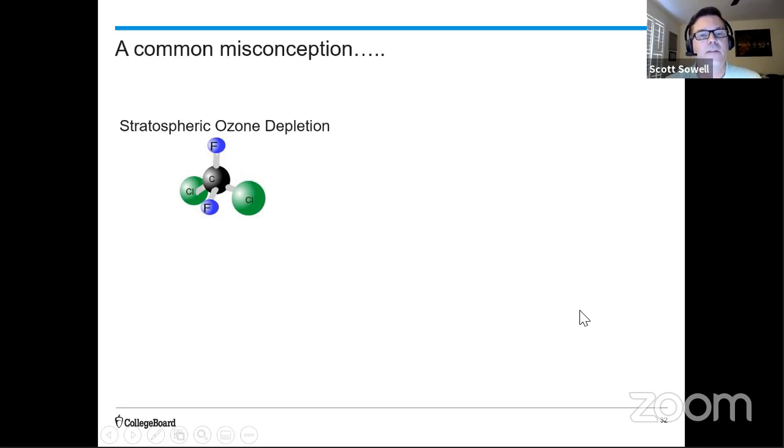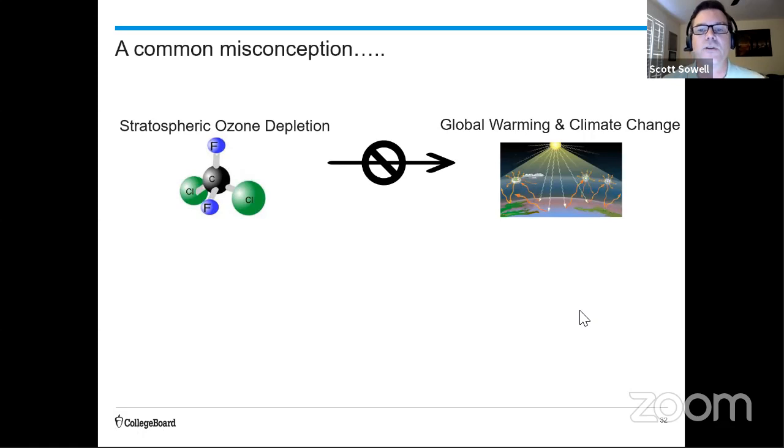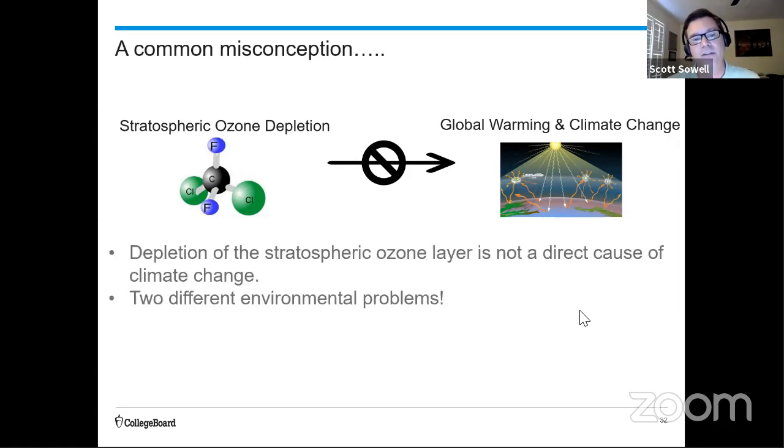But I want to point out a very common misconception: stratospheric ozone depletion is not the same as global warming and climate change. Because they're both dealing with the atmosphere and because there's some chemistry involved in both, sometimes students will implicate ozone depletion as part of climate change. But the depletion of the stratospheric ozone layer is not a direct cause of climate change.